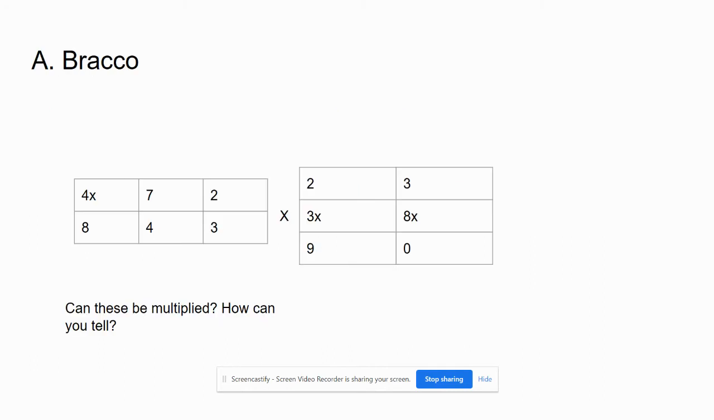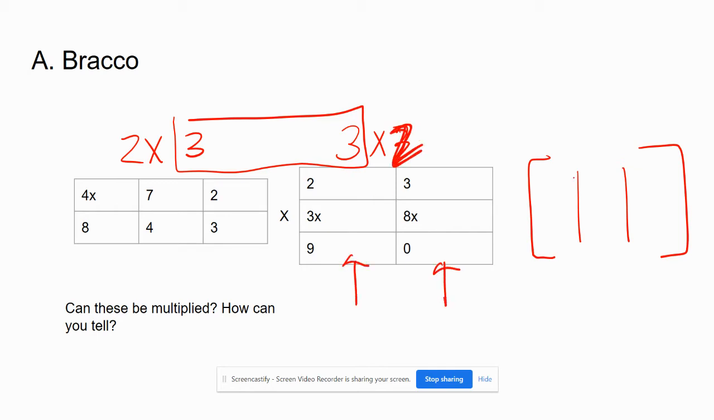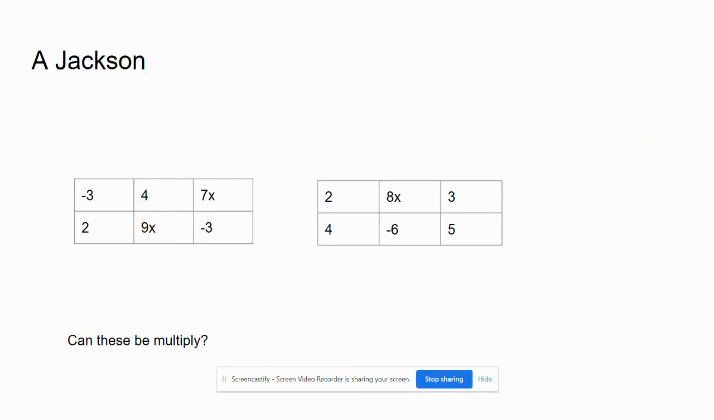All right, can these multiply? How can you tell? Again, 2 by 3, 3 by 3. So these threes match. So you're rocking and rolling. And when you're done, you should have 2 rows and 3 columns. Oh, and that's a 2 by 2. I'm sorry, 2 columns. 1, 2. So you should have only 2. It should be a 2 by 2 when you multiply this guy out.